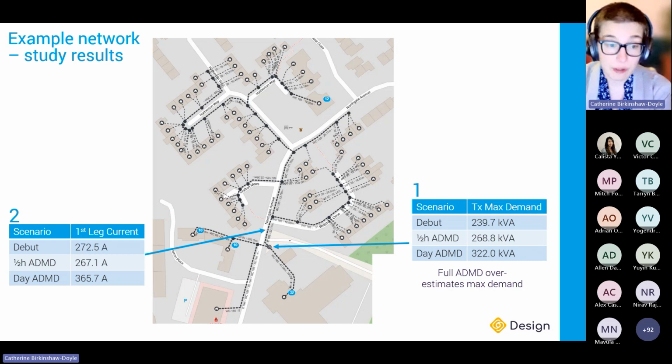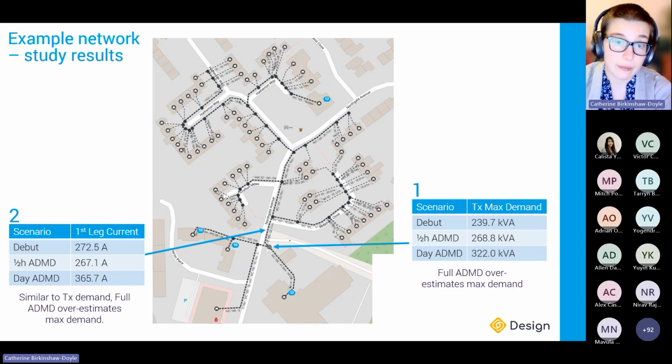Similarly, for the first leg of the maximum current in this network, you can see a very similar effect. The full ADMD approach again is overestimating the demand, as it's assuming all the maximum demands are happening at the same time. And this overestimates it by about 100 amps. And you can see the difference between the two ADMD approaches. The W approach gives you a very similar current to the half-hourly ADMD approach. So again, the full ADMD is way overestimating the demand.